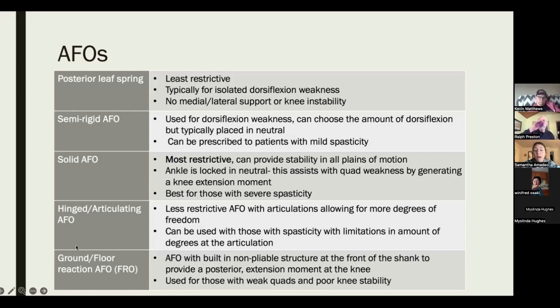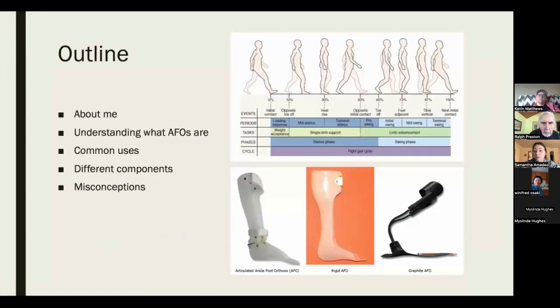Now, a ground reaction AFO or a floor reaction AFO, we call it a FRO. These are really cool. I like these, and I feel like they're almost like a hidden secret. What it basically is, it's an AFO that also has a component on the front of the knee, front of the shin. So you can see it here. This is really bent forward, but you can see that this piece here is as if we had a shell or a block at the front of the knee.